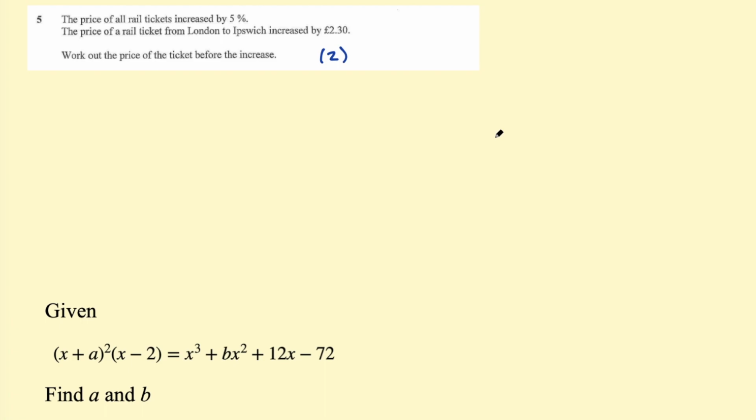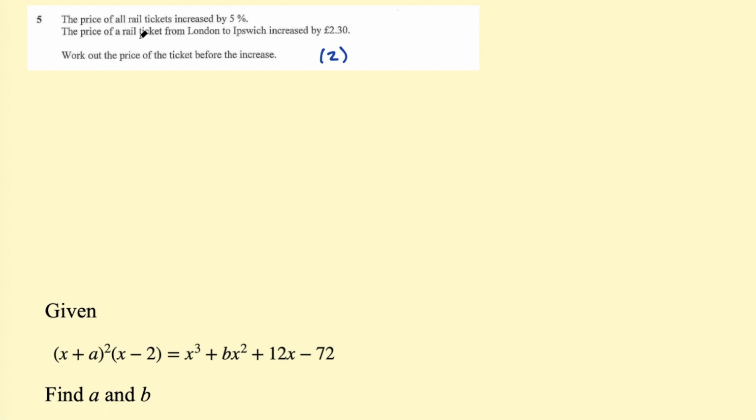Okay, so let's have a look at the questions then. We have 3 questions here. The first one says the price of all rail tickets increased by 5%. The price of a rail ticket from London to Ipswich increased by £2.30. Work out the price of the ticket before the increase.